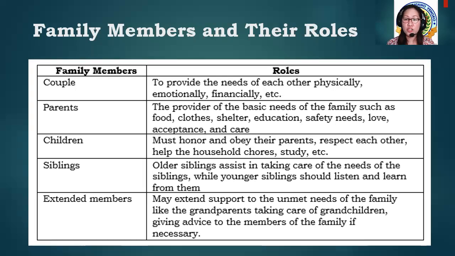Kaya talagang napaka-crucial ng gampanin ng isang magulang. Kaya nga sabi ko sa inyo, di ba, yung pagiging magulang ay dapat nasa tamang panahon. At dapat meron maturity ang mga papasok sa ganyang role kasi talagang very challenging ang maging isang magulang. Okay? And for us, children, lahat tayo naging anak. So what is our role? So you must honor and obey your parents, respect each other and help with the household chores and even study. Yan ang mga basic na gampanin nyo, mga anak.